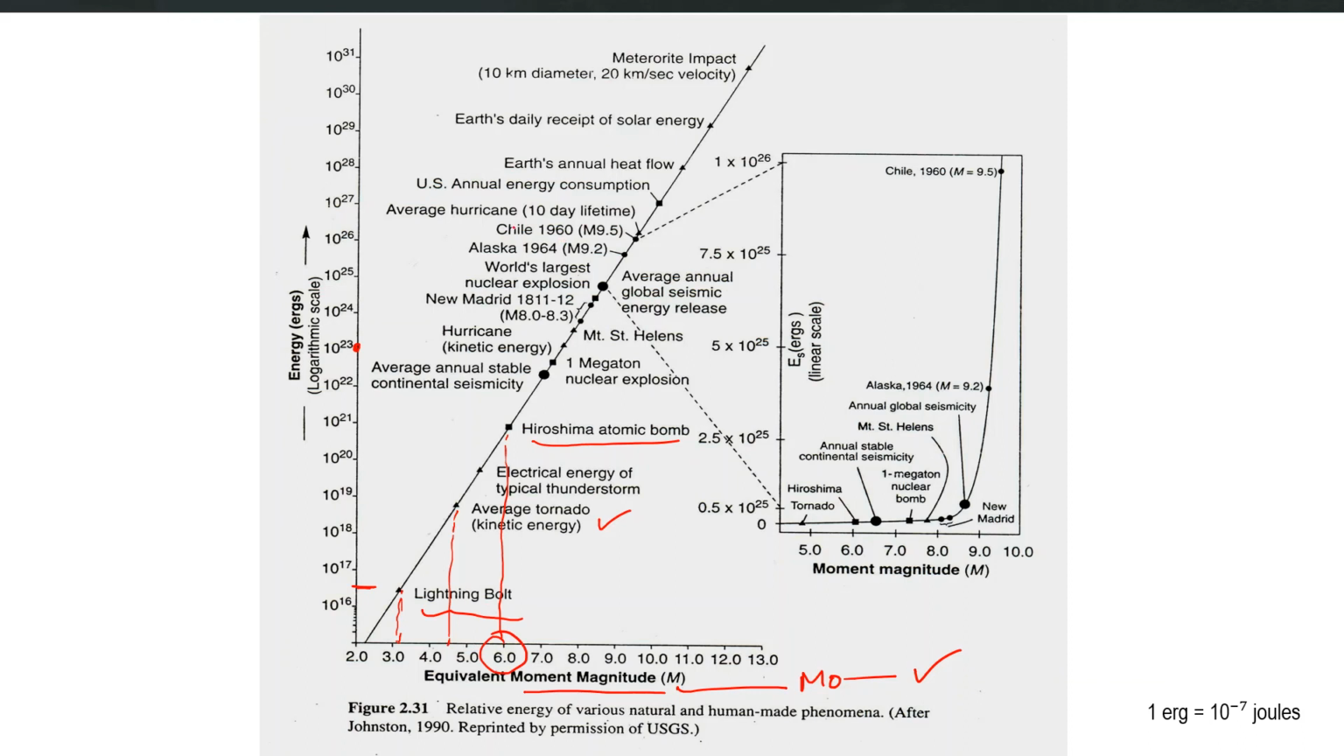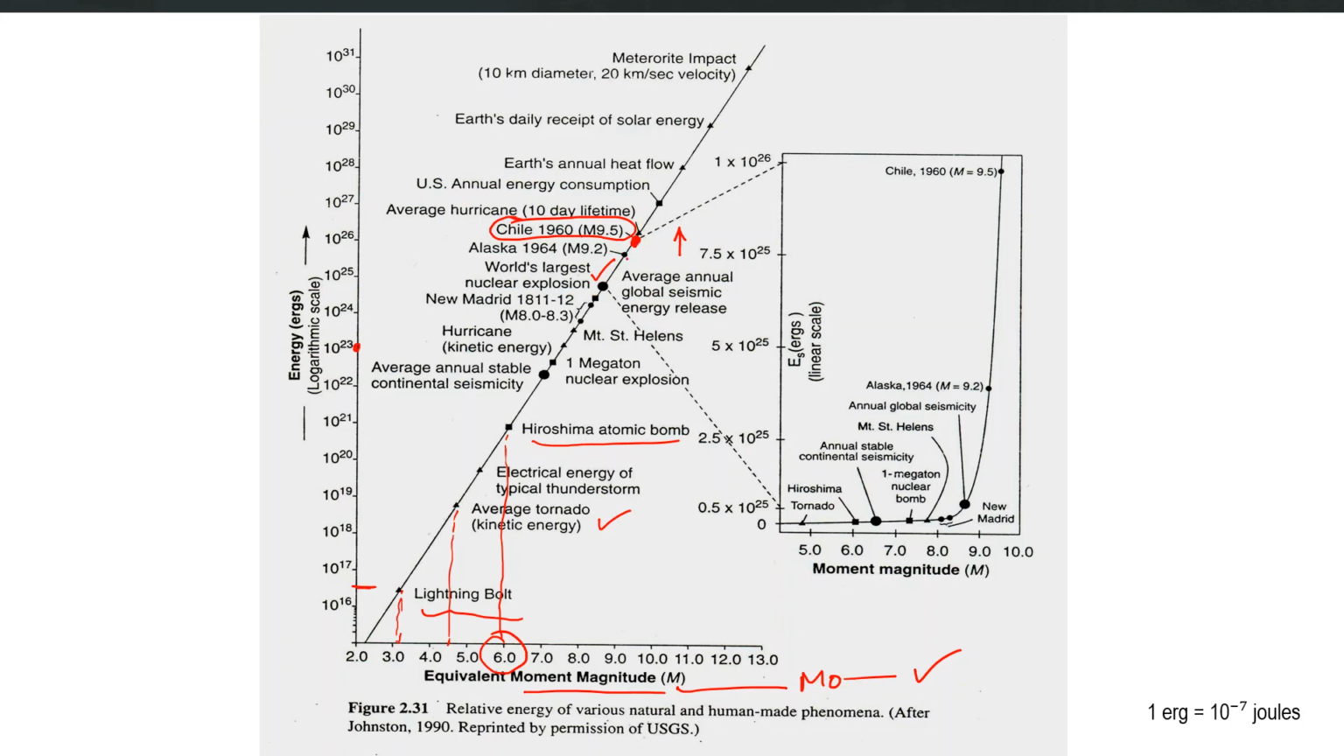of energy release. The Chile earthquake of 1960, which is the highest magnitude earthquake recorded up to now, magnitude 9.5 here, had more energy compared to the world's largest nuclear explosion, or compared to the highest possible hurricane, etc. So please note down that the y-axis here is exponential. Each unit on the y-axis is a 10 times increase.